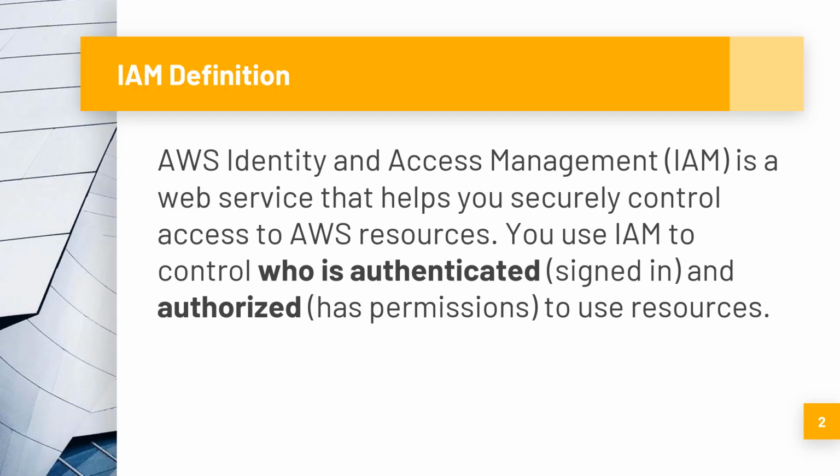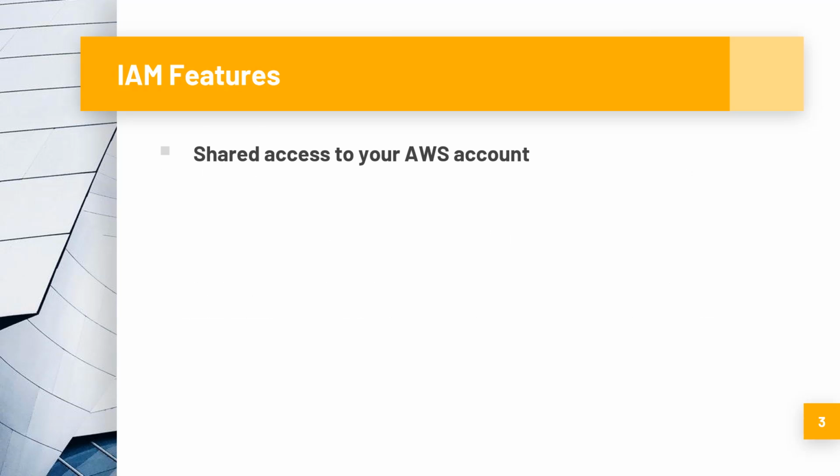So you can use IAM to control who is authenticated, so users or groups or even AWS services, and authorize, that is, what level of permissions can be granted to these entities. These are the features of IAM.